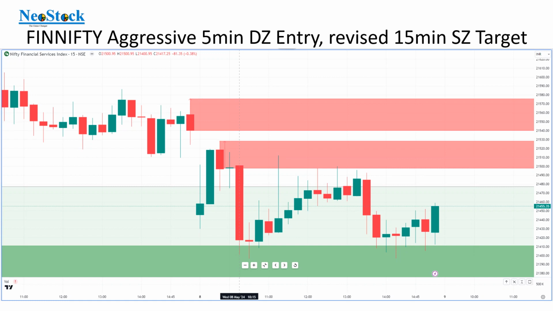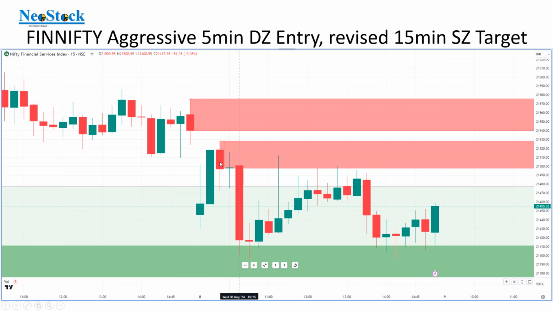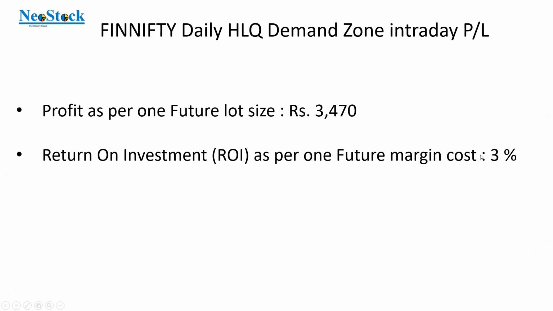So how much profit has it given? For one future lot, it has given 3,470 rupees profit, which is a 3% ROI. Why is the ROI reduced? Because of this newly created 15-minute zone, our target is changed. If this were the target, we would have got a good ROI. Definitely not 6%, but at least close to 5% ROI. So because a new zone is created, our target is changed and our ROI is also reduced.